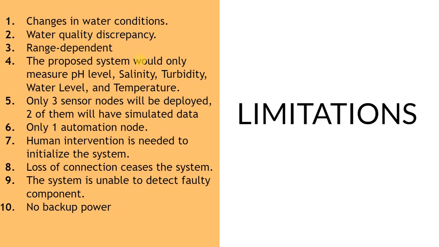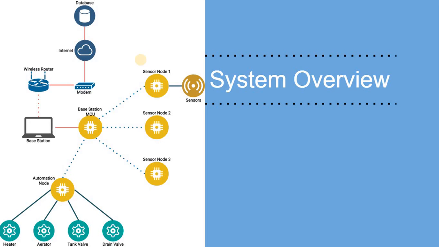Only 3 sensor nodes will be deployed, 2 of which have simulated data. There is only 1 automation node. Human intervention is needed to initialize the system. A loss of connection would cease the system. The system is unable to detect faulty components and does not have backup power.